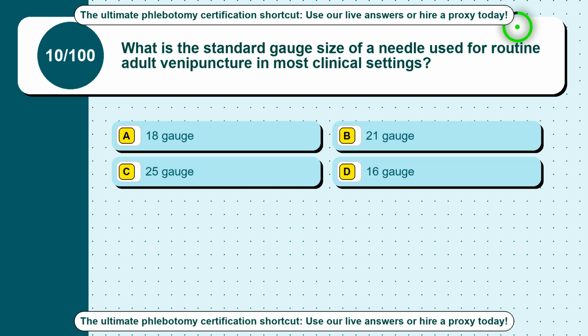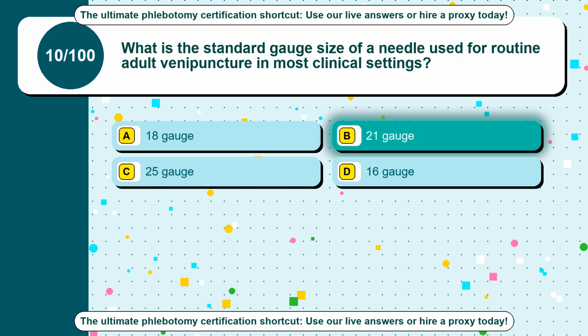Question 10. What is the standard gauge size of a needle used for routine adult venipuncture in most clinical settings? Option A. 18 gauge. Option B. 21 gauge. Option C. 25 gauge. Option D. 16 gauge. The correct answer is option B.